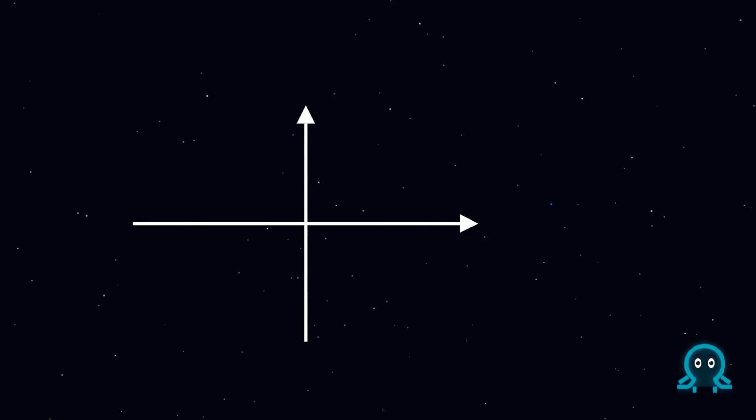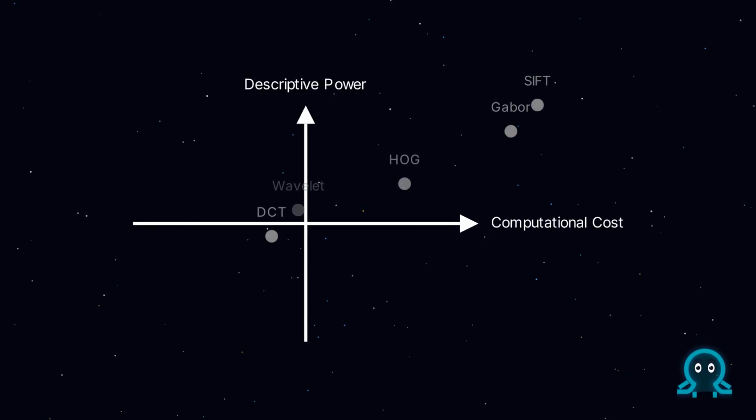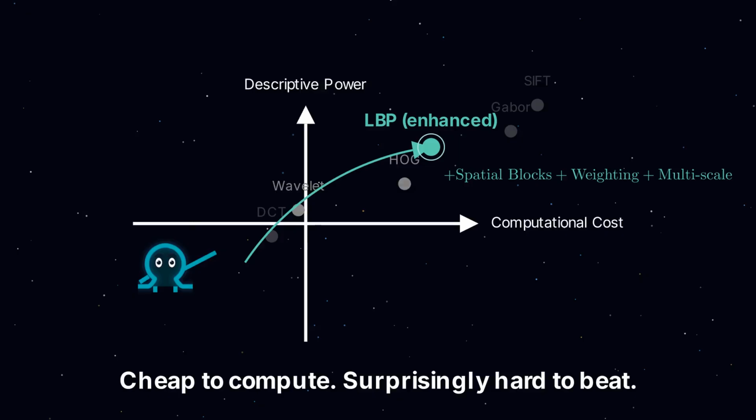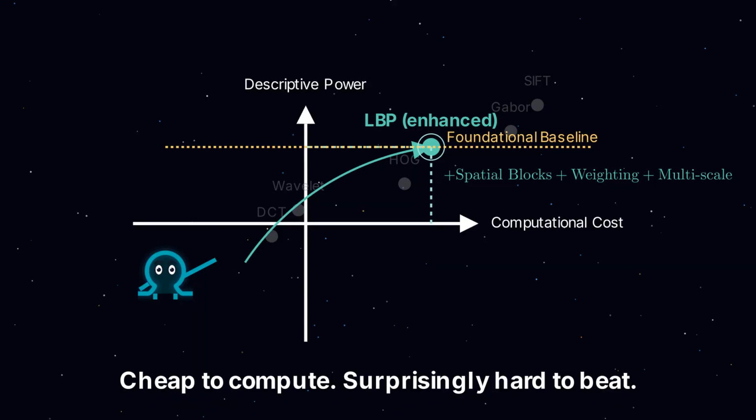Where does LBP sit among face descriptors? Basic LBP is simple and fast, occupying the low-cost zone. But adding spatial blocks, regional weighting, and multiple scales boosts its descriptive power significantly. It remains far cheaper than heavy alternatives like Gabor filters or SIFT. This high-efficiency trade-off made LBP a foundational baseline that almost every subsequent method is compared against.